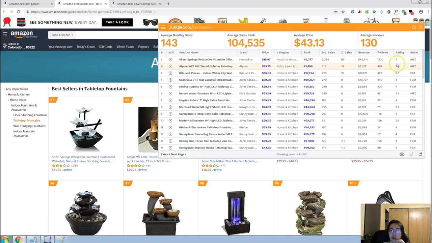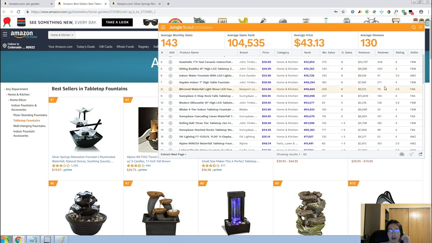There's a lot of these, like 3, 3.5, 4 stars. Even though it has a lot of reviews, one thing that offsets the number of reviews is that the rating is very low, okay? And that's going to help you a lot. So keep that in mind. There are exceptions to the rule where there's a lot of reviews: if the rating is bad, then you still have potential to claim a spot here and beat them.